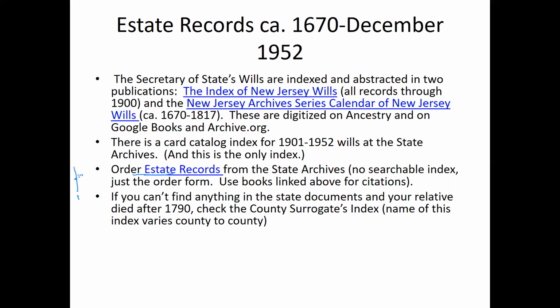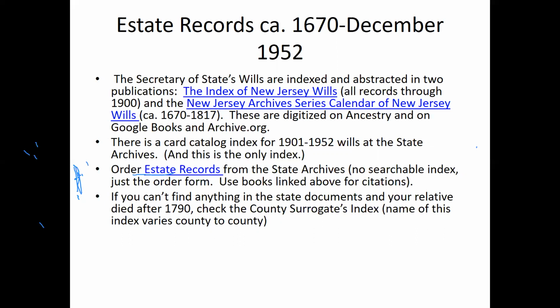Regardless of where you find the searchable indexes, you're going to be ordering any of these estate records from the state archives. They don't have a searchable index, just the order form. So you're using the separate digitized indexes. These are published indexes that have been digitized. So you're using those to find an entry to see if the person has a will, and then you take the information from that entry and you go on the archives website and you place your order.